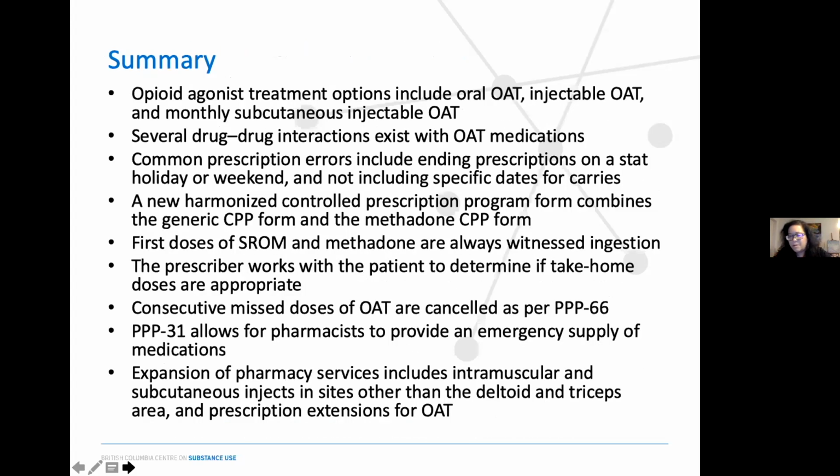So really briefly, I know it was very brief and there are probably lots of questions going through your head, but this is a basic summary. There are different oral options, there are different injectable options. There's now a monthly subcutaneous option. Lots of drug-drug interactions to some extent. There's a table there for you. Some of the common errors I presented: as a patient, I would also look at the prescription and ask yourself, does this make sense before I leave the office?